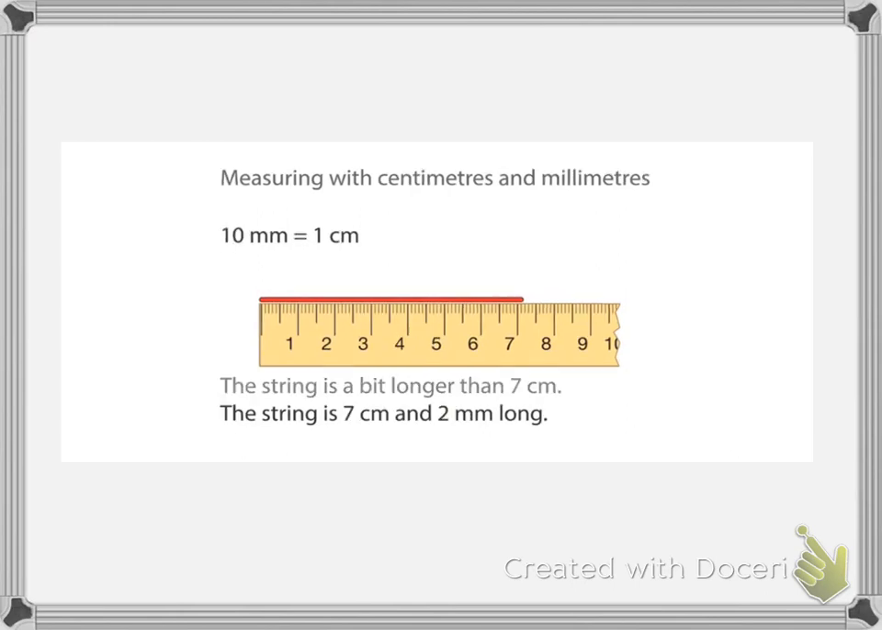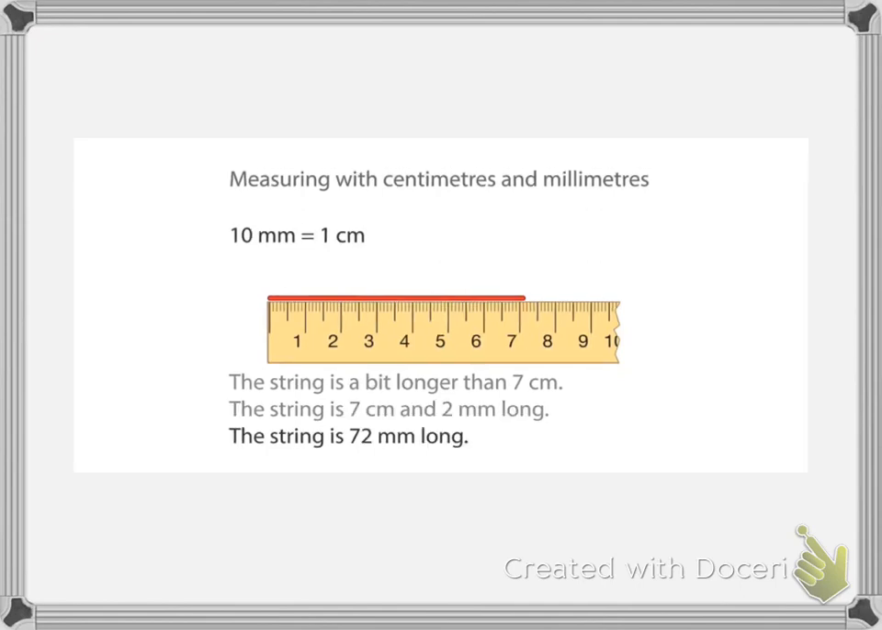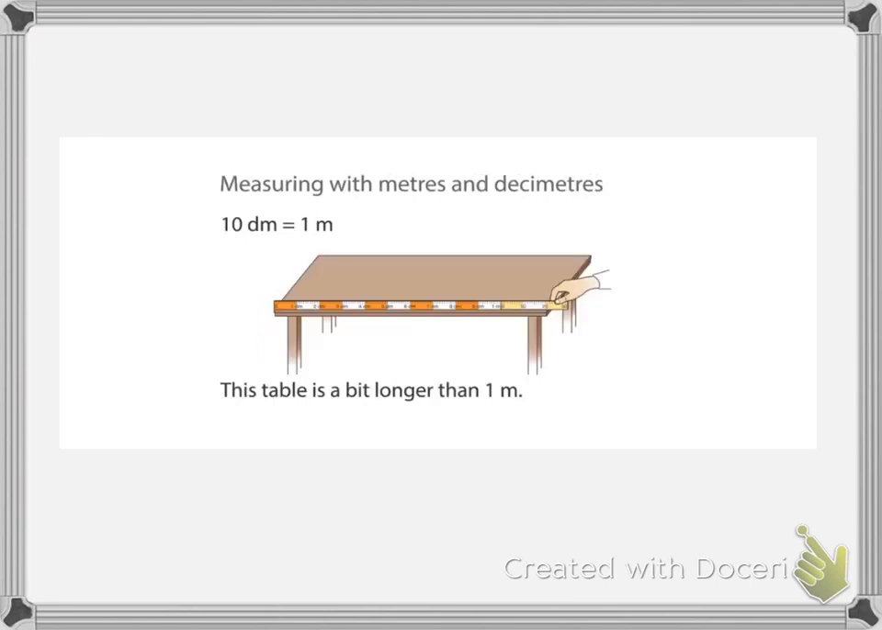If we were going to use 2 units of measurement, we would say that this string is 7 centimeters and 2 millimeters long. If we were to use the smallest unit of measurement possible, then we would use millimeters, and we would say that this string is 72 millimeters long. Whether we say centimeters and millimeters or all millimeters, both are more precise than just averaging out to the closest centimeter. We can do the same thing when measuring with meters and decimeters.